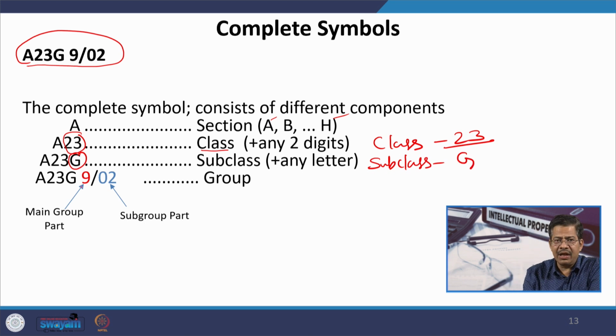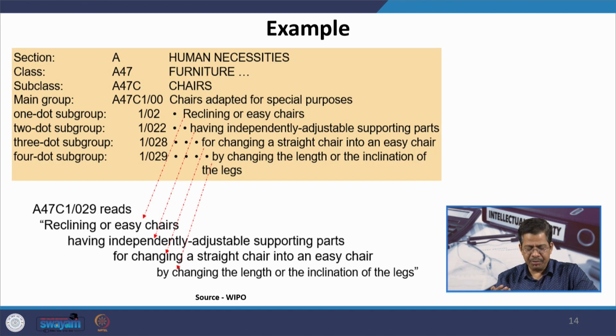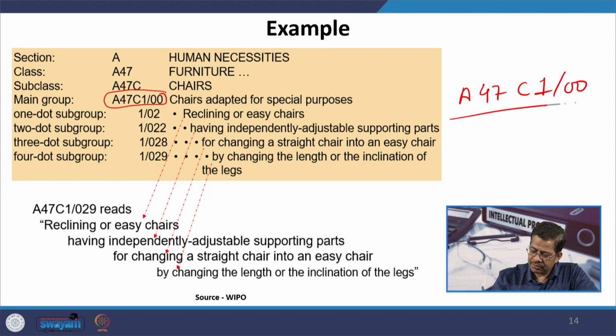and then finally comes main group and subgroup. So, this 9/02, 9 is the main group part and 02 is the subgroup part. So, in this way we are able to completely decode our symbol. And one more example for your better understanding, like we have this number A47C100. So, A is again an example of human necessities, 47 is furniture, C is belonging to chair.